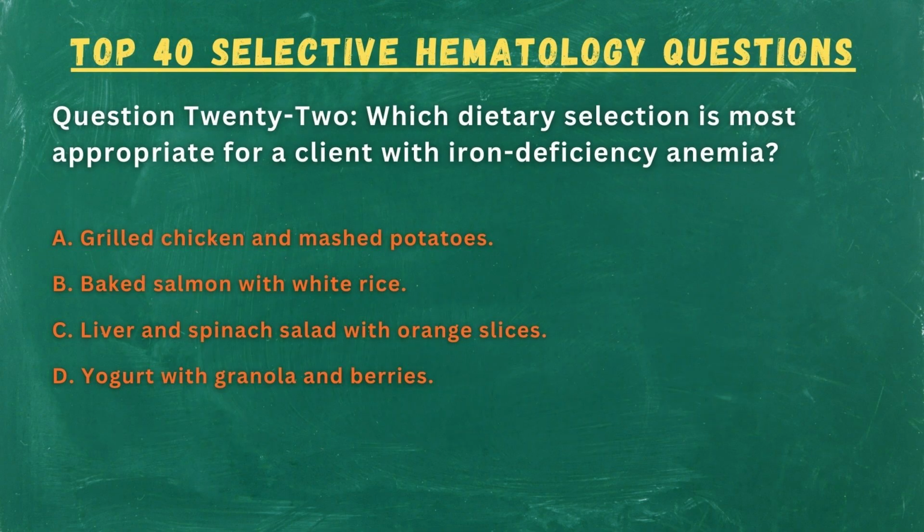Question 22. Which dietary selection is most appropriate for a client with iron deficiency anemia? A. Grilled chicken and mashed potatoes. B. Baked salmon with white rice. C. Liver and spinach salad with orange slices. D. Yogurt with granola and berries.